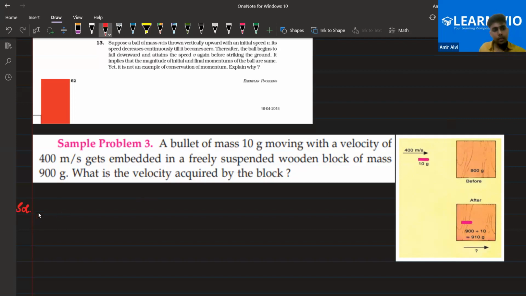Okay, so let's write down the mass of the bullet as 10 grams, and convert it into kg. 10 gram is 10 to the power minus 3 kg. So it is coming out to be 10 to the power minus 2 kg. Clear? And the next thing is that the velocity of the bullet is given to you. Small m is 10 grams.